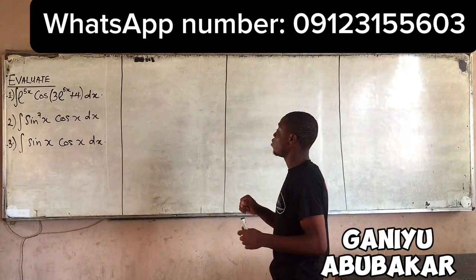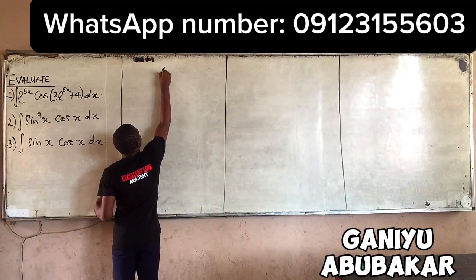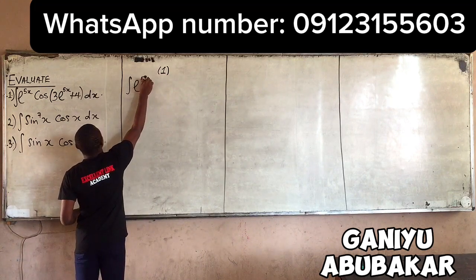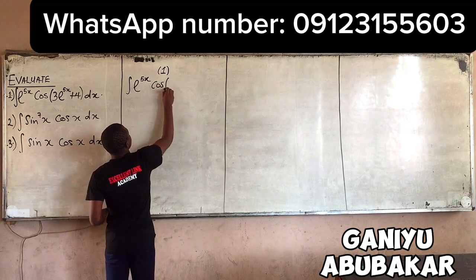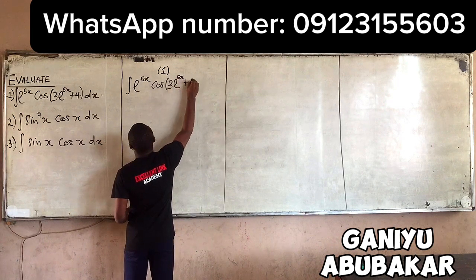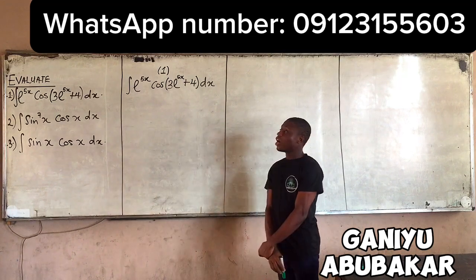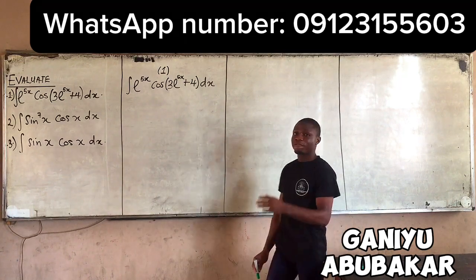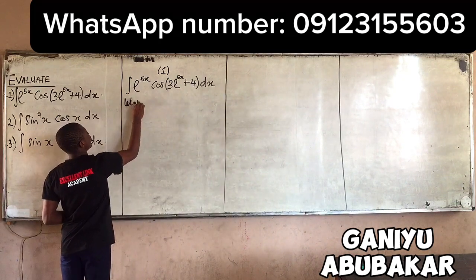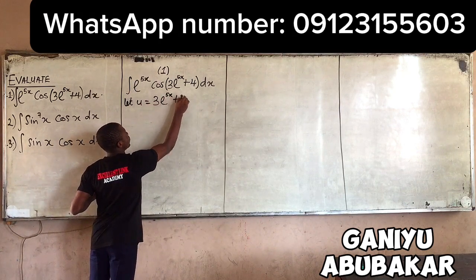So for number one, let's start. Number one says: the integral of e^(5x), next up, cos(3e^(5x) + 4), next up, dx. How do you solve this? How do you approach this question? First task, call the term in brackets u. So let u be equal to 3e^(5x) + 4.